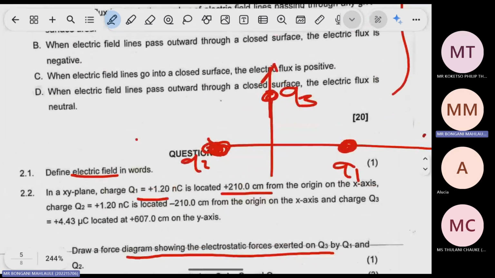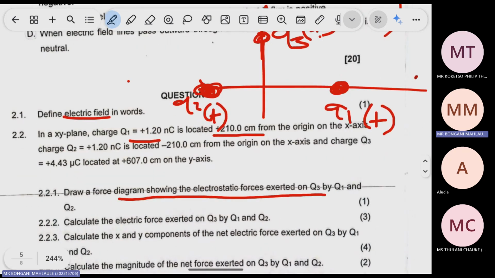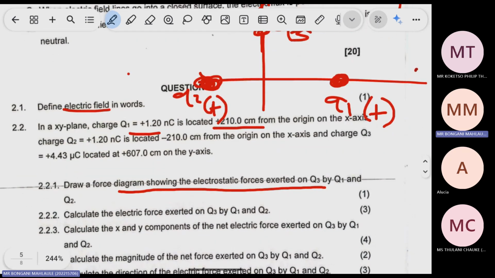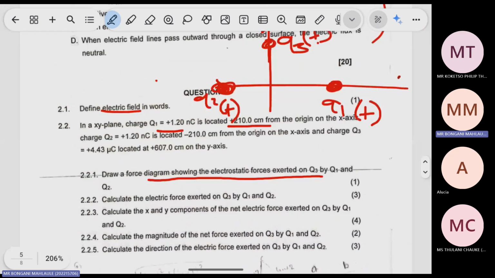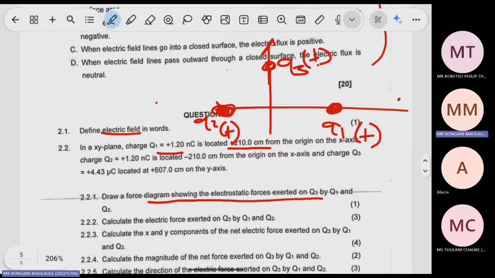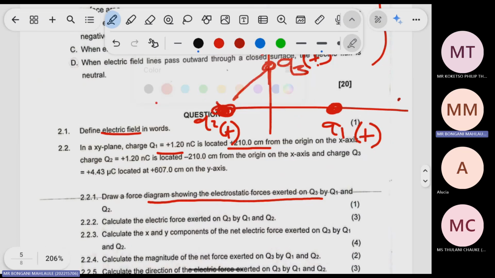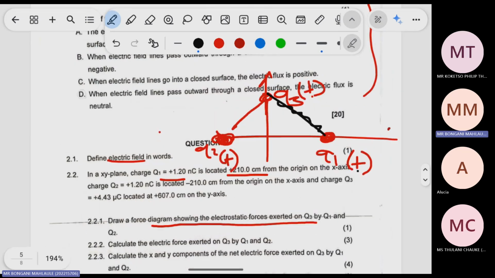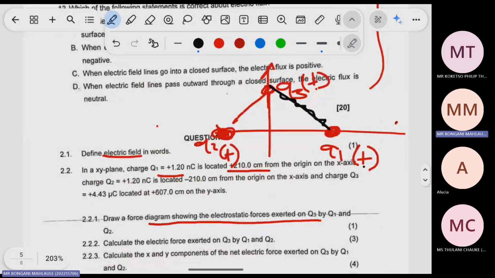So yes, you must also consider the signs. Q3 is positive. All of them are positive, positive, positive. So the first diagram shows the electrostatic forces exerted on Q3 by Q1. So they were looking for this part. They asked you to show the electrostatic force acting between those two. First diagram.